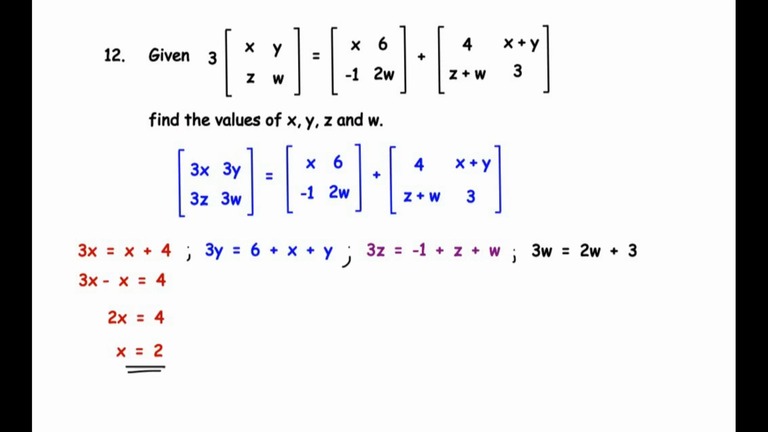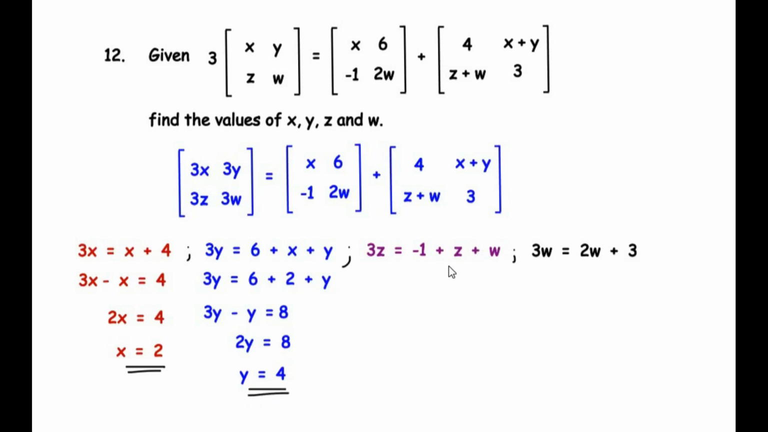Now let us focus on the next equation. 3y is equal to 6 plus, now in place of x, we have substituted its value, that is 2, plus y. Now taking y on the left hand side, we get 3y minus y equal to 6 plus 2 gives us 8. Now 3y minus y is 2y equal to 8. Now 2 goes on the other side and it divides 8. So we get the value of y as 4.